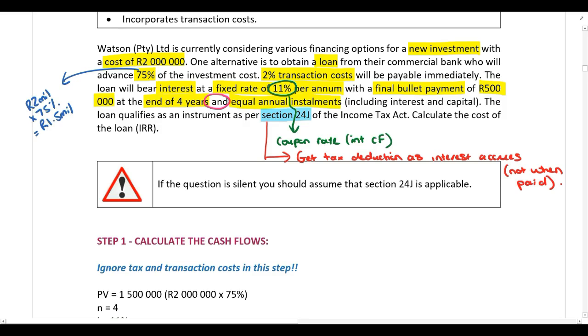Please note, if the question is silent, you should assume that Section 24J is applicable and the company will get the tax deduction as the interest accrues over the loan period. If you are specifically told to ignore Section 24J, then it means the company will get the tax deduction when they actually pay the interest.